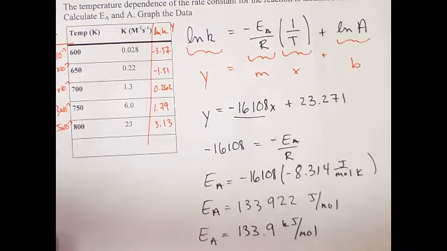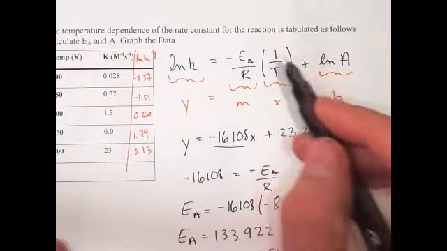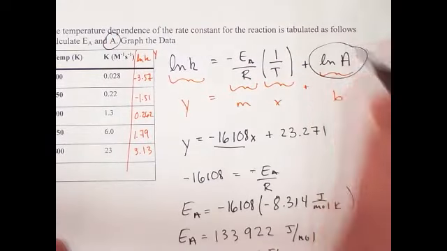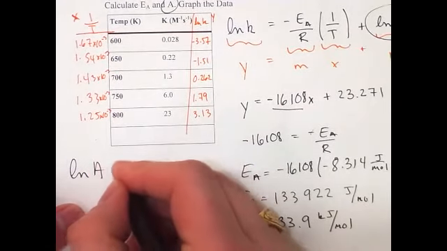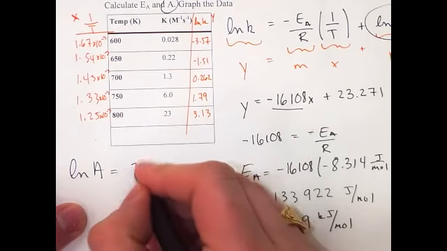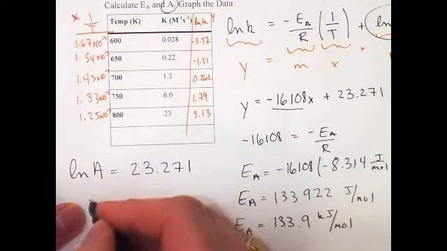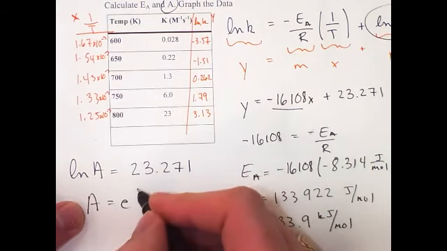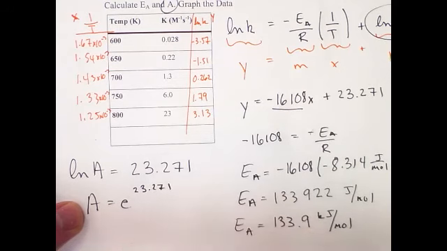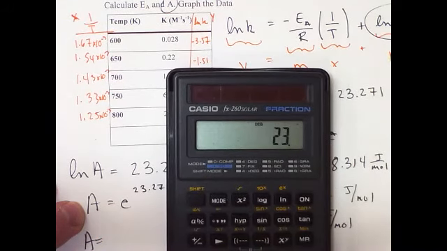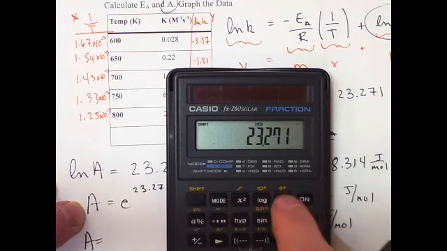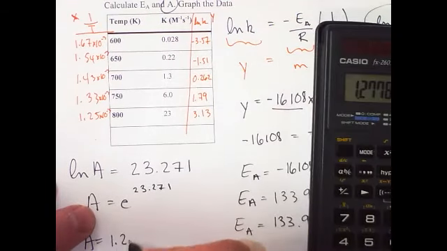So that's the activation energy. Second of all, it asks us to find A, and that is the intercept. So I know the natural logarithm of the frequency factor is equal to 23.271. So A is equal to e to the 23.271. A is equal to 1.278 times 10 to the 10.